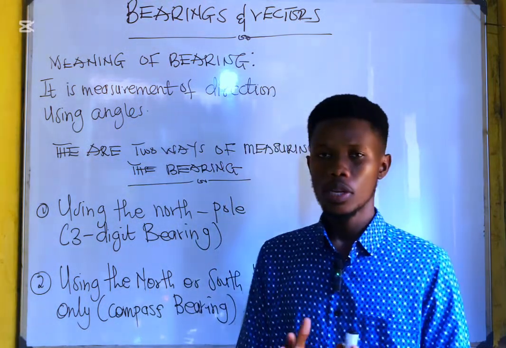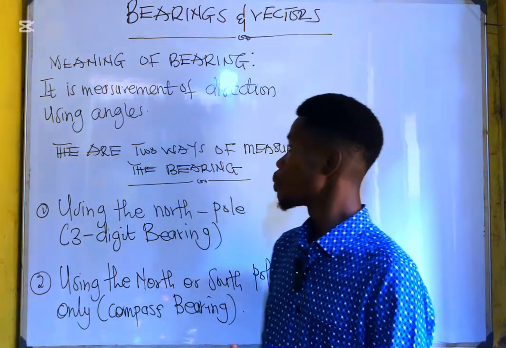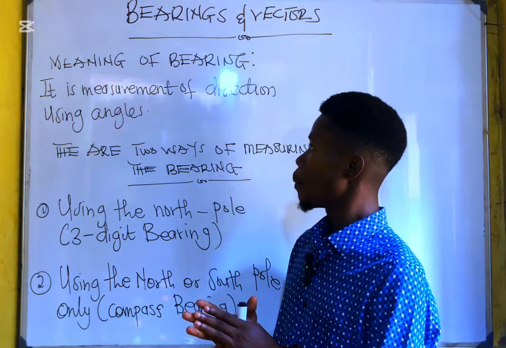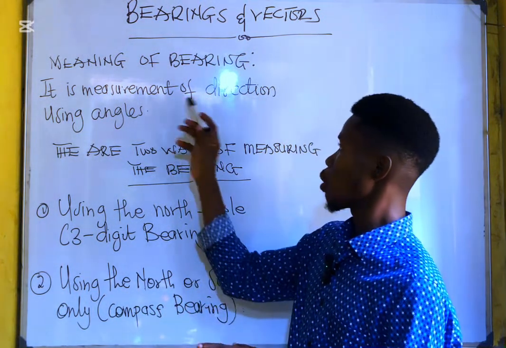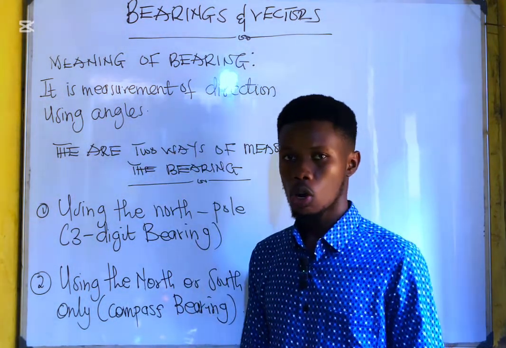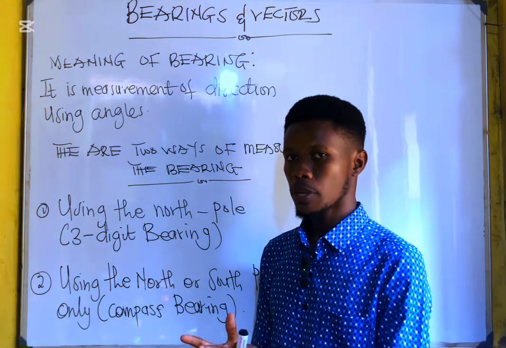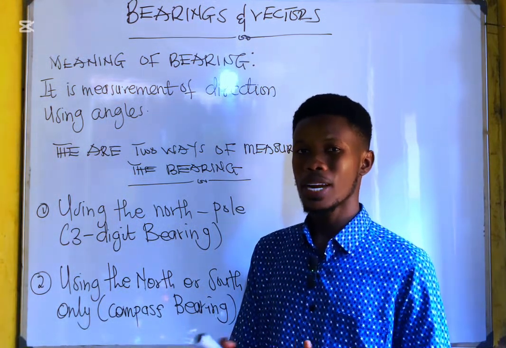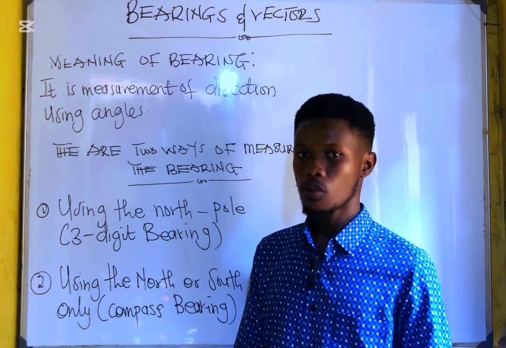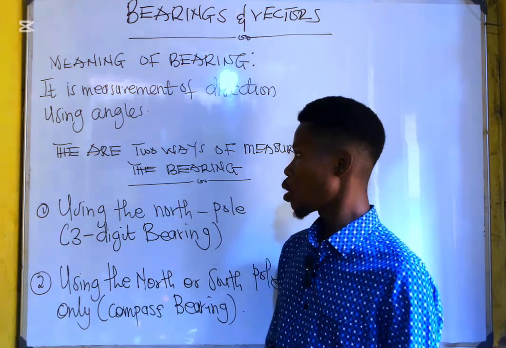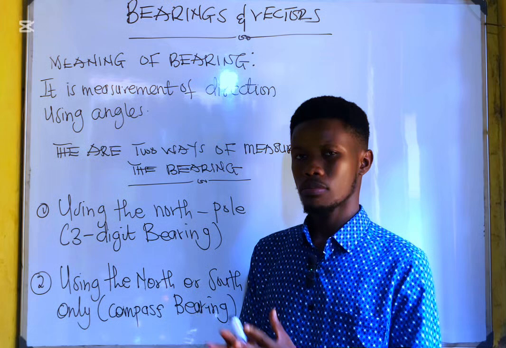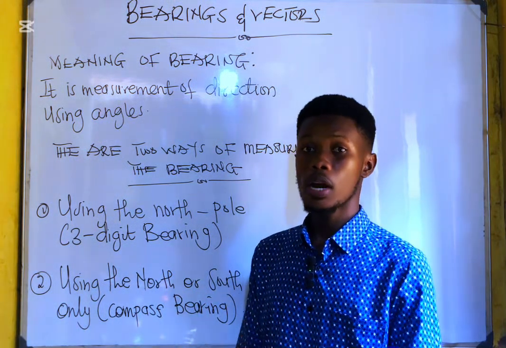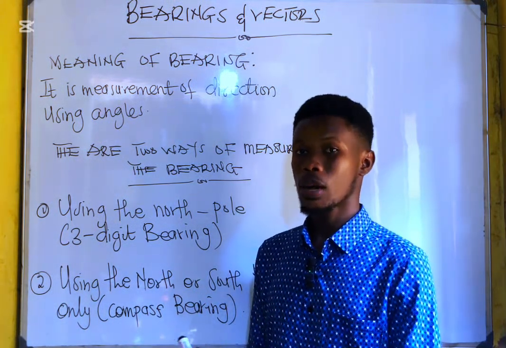Now, let's look at the meaning of bearing. It is a measurement of direction using angles. So we try to measure directions by way of using angles. Now this thing is helpful. This can happen with the help of the cardinal points.